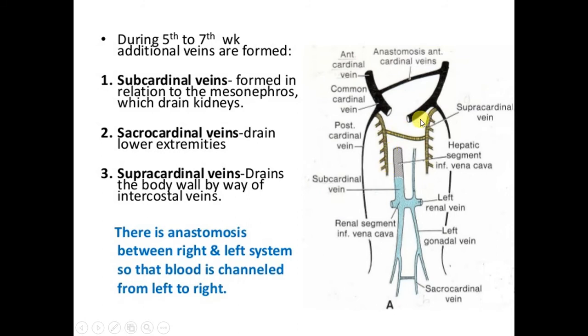So it is the supracardinal venous system which will give rise to the azygous system, and through this azygous system they drain the body wall or the thoracic wall. The anastomosis between the right and left systems channels the blood from the left to the right, because the heart's right atrium is on the right. So most of the blood is rechanneled towards the right side.